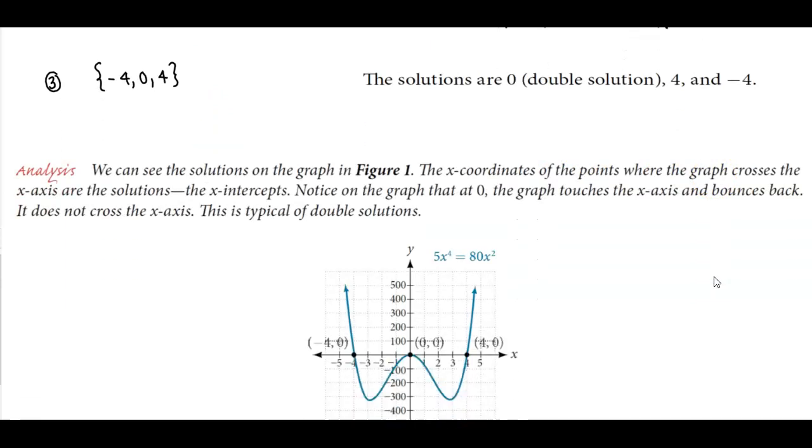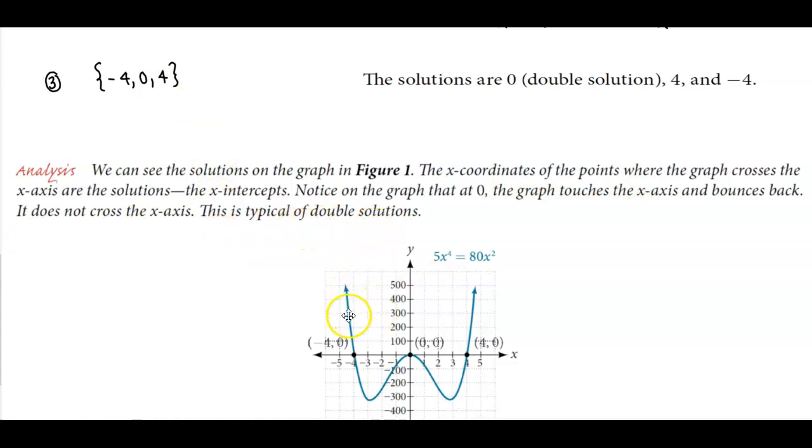Now let's take a look at this graph here. We can see the solutions on the graph in figure 1. The x-coordinates of the points where the graph crosses the x-axis are the solutions, which are the x-intercepts. Notice on the graph that at 0, the graph touches the x-axis and then bounces back. It does not cross the x-axis.